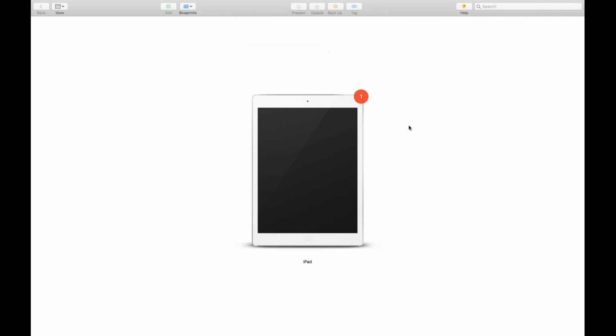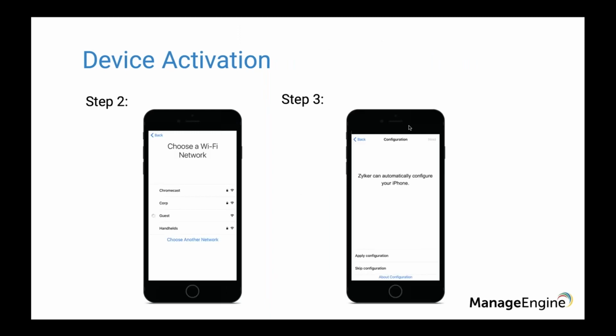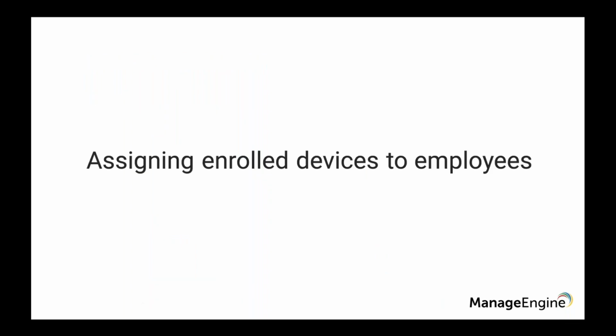So let's see what happens on the device end. The device would go through the device activation step, which is the first step, where it says hello. You would have to provide the Wi-Fi solution, and then you would have to click on apply configuration. So once that is done, the configuration would be applied. No initial steps would be shown, and you would directly land on your welcome to iPhone page. The next page would be your home screen itself.